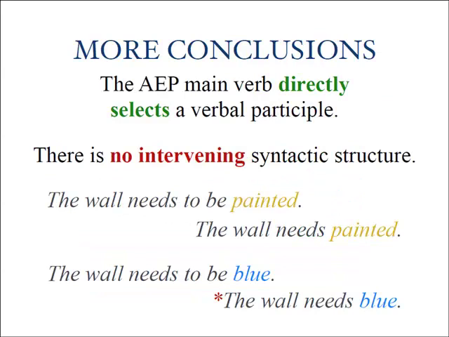What this leads us to then is the conclusion that when we have our AEP, our main verb is directly selecting the participle. I'll show you what I mean by this. But I already said that cross-linguistically, control verbs tend to have bigger complements, so more structure after them than raising verbs. And we've said this is a raising construction. So I think that this is another indication, actually, that there's less structure in the AEP than the standard passive.